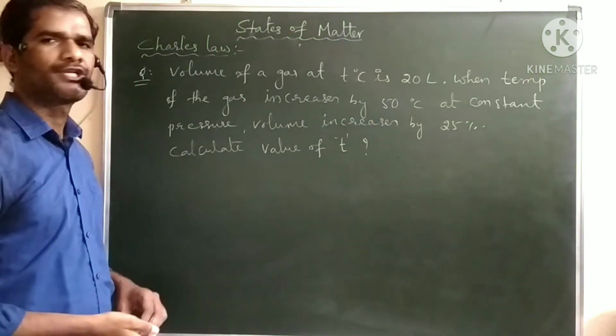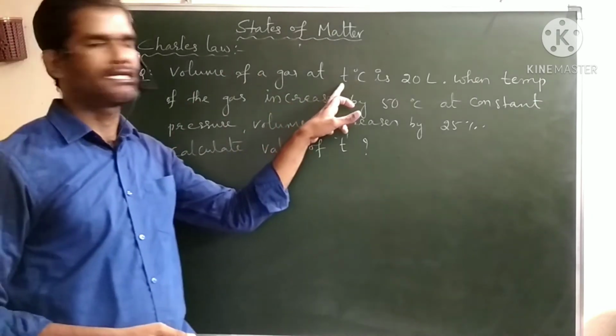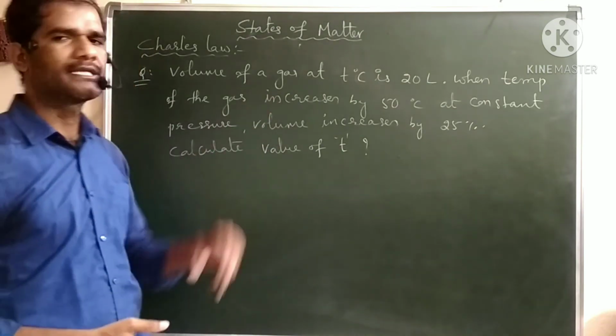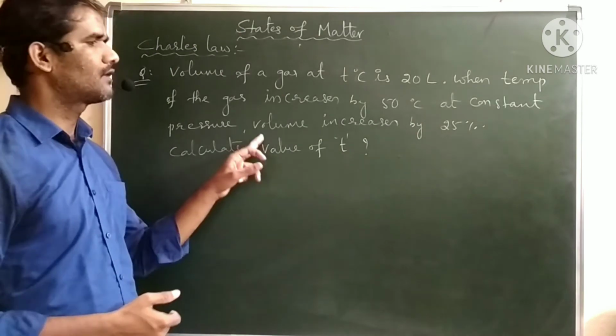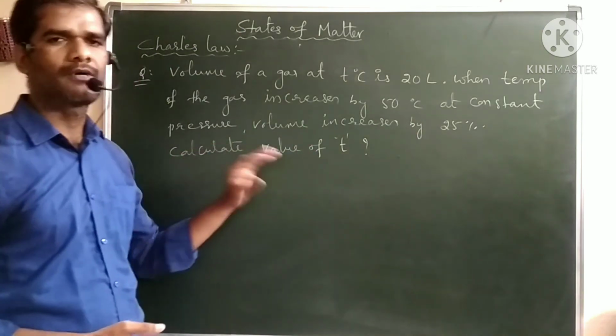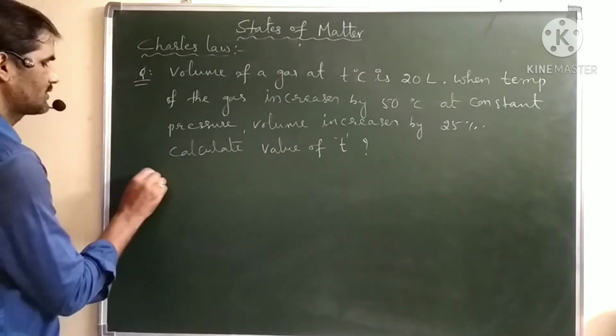Now see one more question here. Volume of a gas at T degree centigrade is 20 liters. When temperature of the gas increases by 50 degrees centigrade at constant pressure, then volume increases by 25%. And calculate the value of T here. The solution for this.